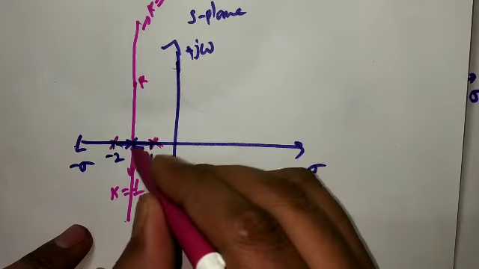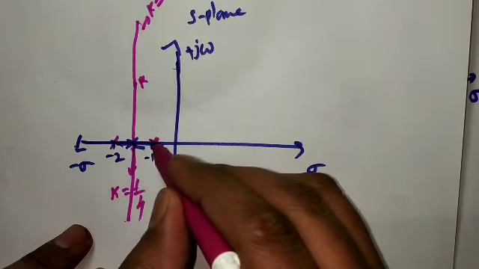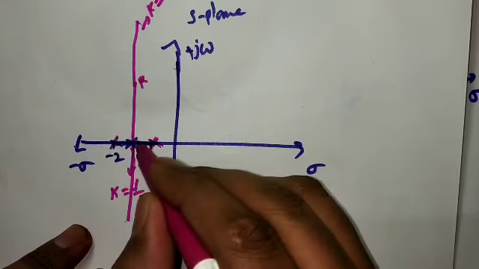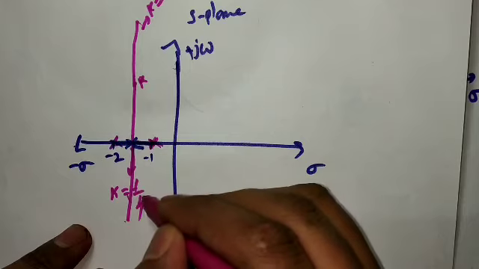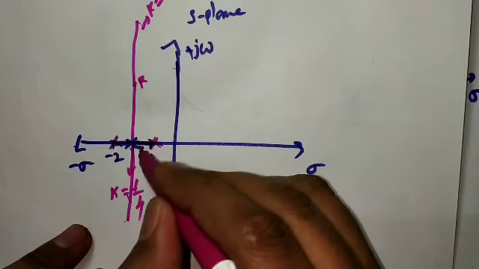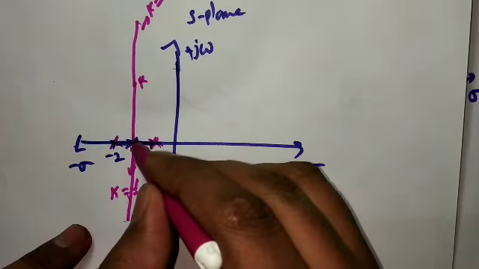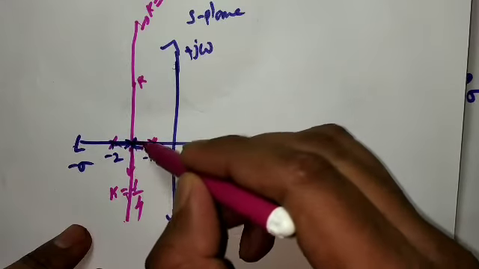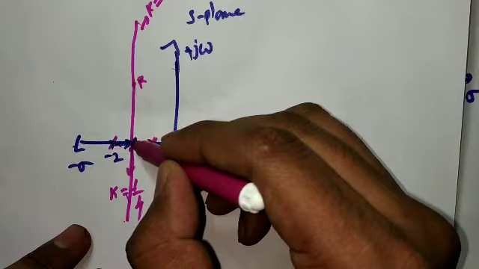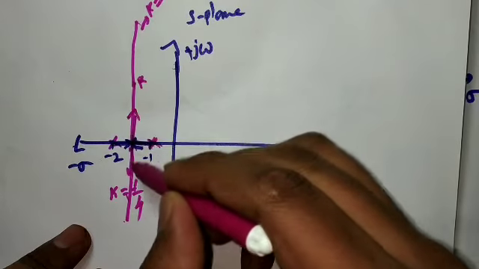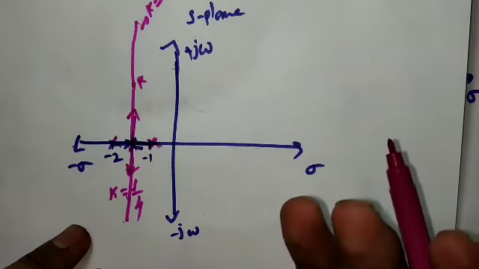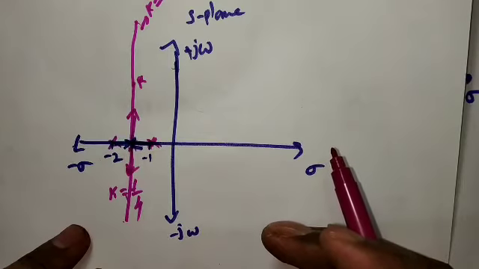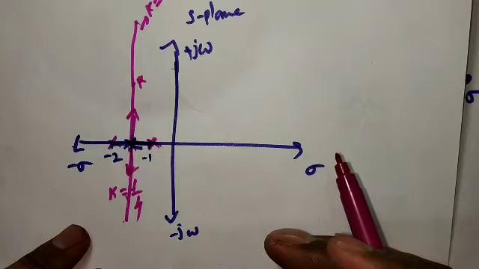It means as k increases, these two poles move, one pole moving in this direction, another pole moving in this direction. When k is equal to 1 by 4, they meet at this point, and if we further increase the k value, they will go in this direction, the roots become complex conjugate. It means it will give an underdamped response. Here k is a running parameter.